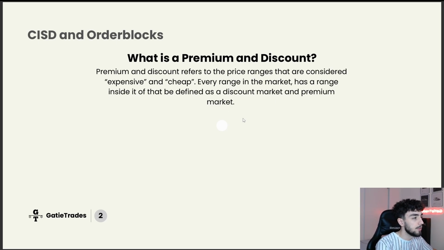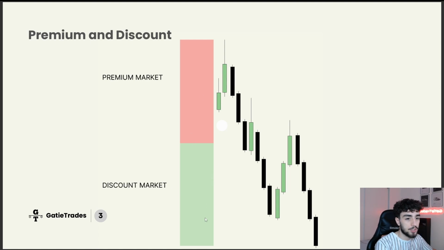All right. So for example, if we have this trading range right here, everything in the upper portion, so 50% and above of that range, is premium. It's considered expensive, right? And everything below 50% of that range would be considered discount, would be considered cheap.